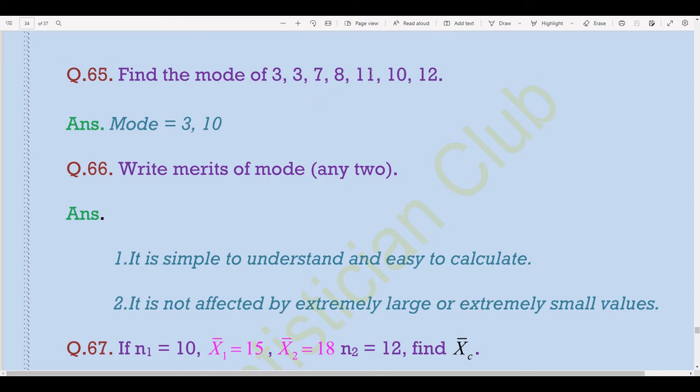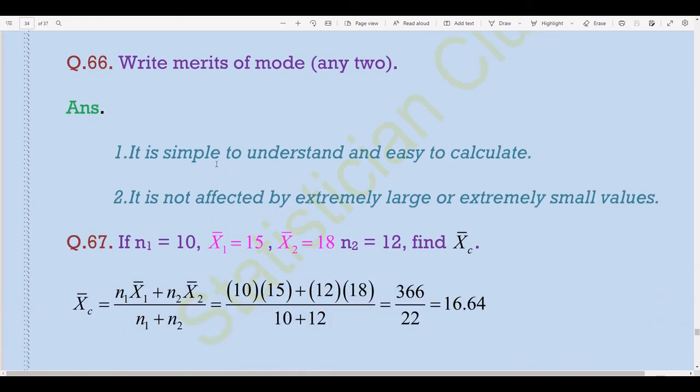If here it is 10, then there are two modes, 3 and 10. So the most repeated value is 3. 3 appears 2 times, and the next terms are 7, 8, 11, 10, 12. So your answer is 3. If here it is 10, 10, 10, then the modes will be 3 and 10.